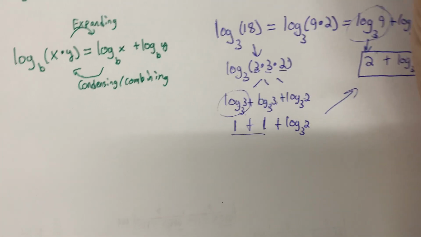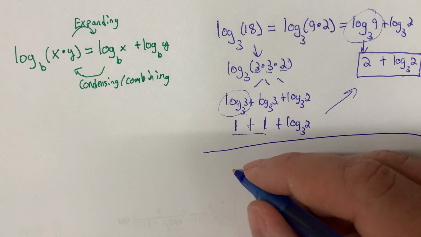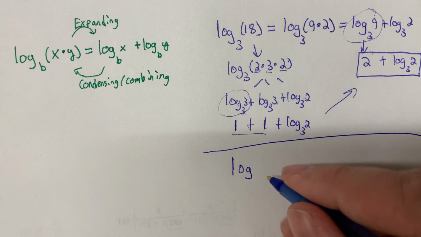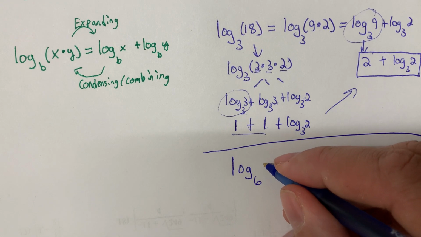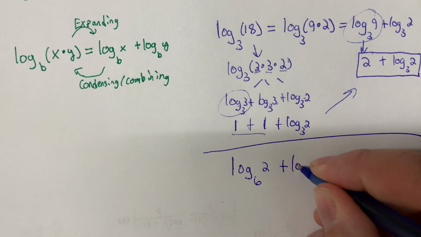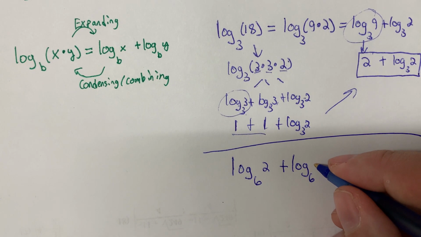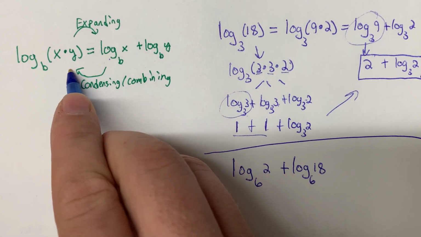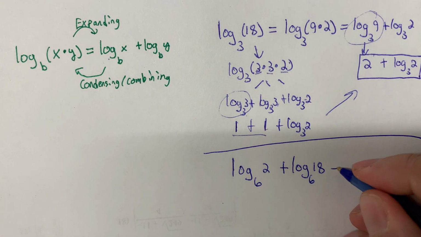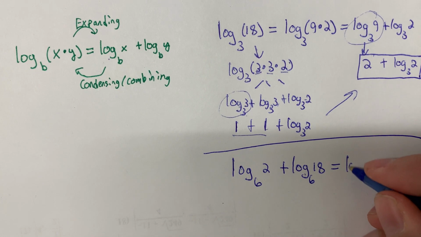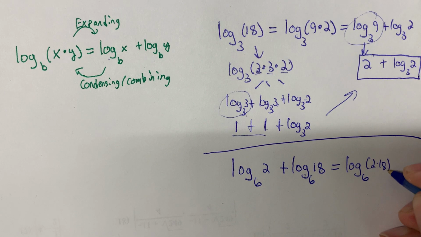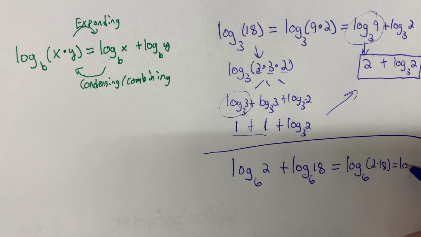There's another thing we can do, which is we can combine. So we can do something like log base 6 of 2 plus log base 6 of 18. And this is going the other direction. Here we have 2 logs adding, and we can combine them into a single log. When you combine 2 logs that are adding, the base stays the same, log base 6, and the insides multiply. So this is 2 times 18. And we can simplify. 2 times 18 is 36.